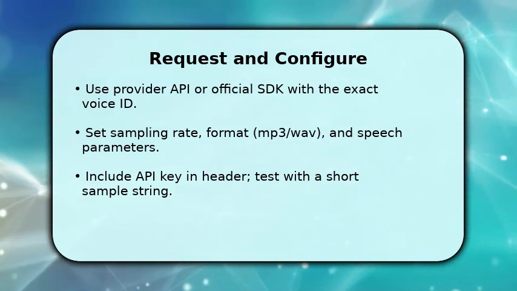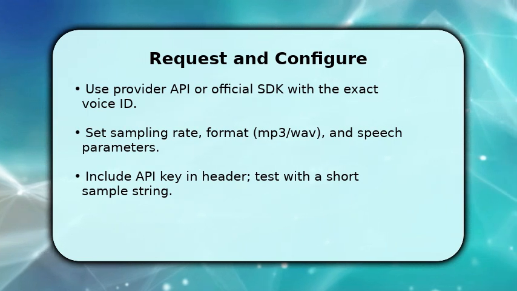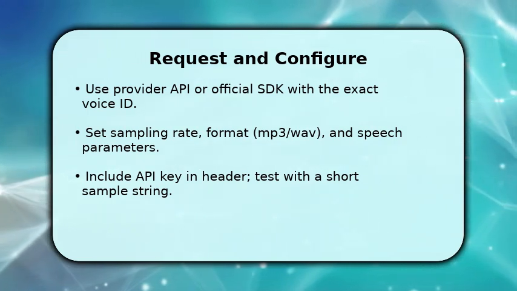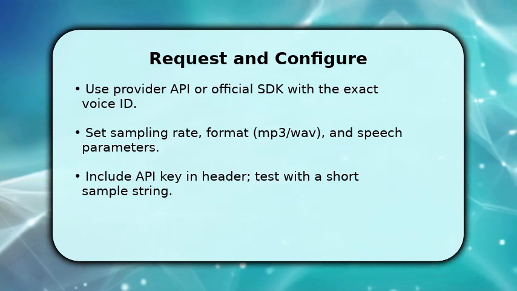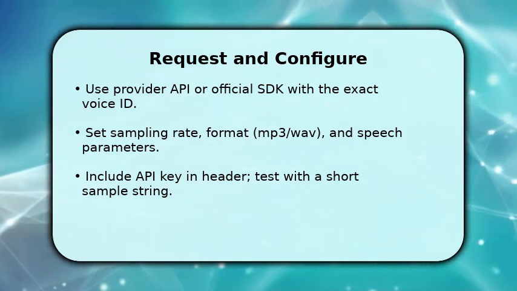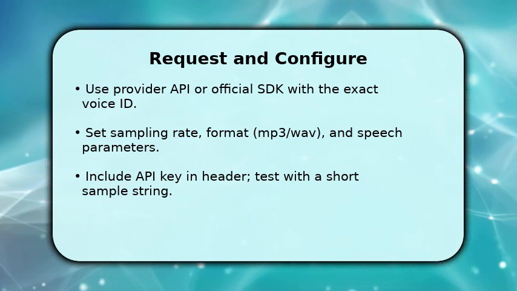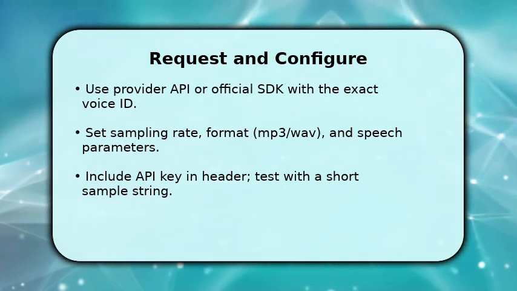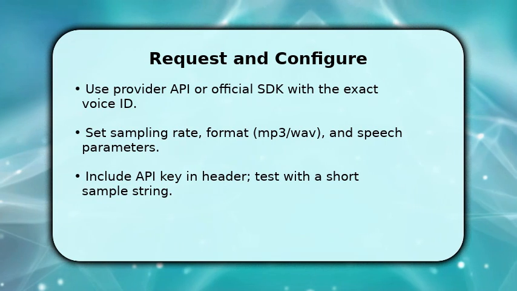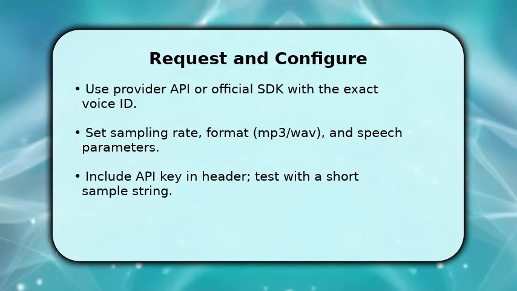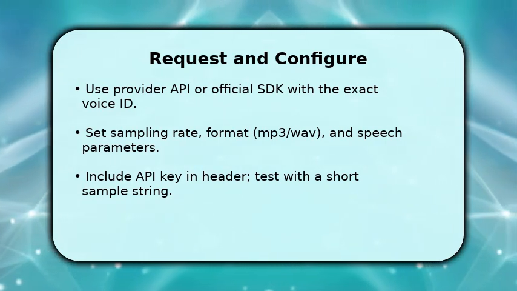Configure output settings like sample rate and format, for example, 22050 Hz and MP3, and set speech parameters such as speed and pitch to match the popular voice. Once configured, send a short test string. If the audio matches, proceed. If not, iterate settings and confirm the voice ID is correct.